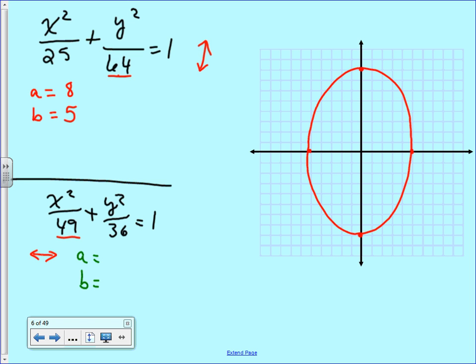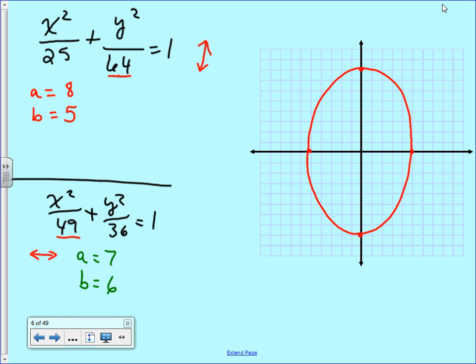Which one of these numbers is A? Oh, it's A squared. The 49 is A squared, so A has to be the square root of that, 7. So 36 is B squared, so the square root of that is 6. Now, we saw that this is elongated. The larger number was under the X, so that's why A is the 7. So it's going in the left-right direction.